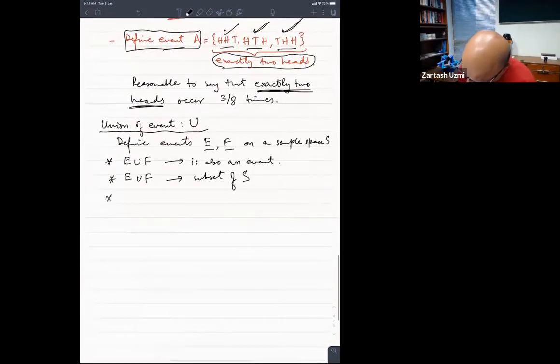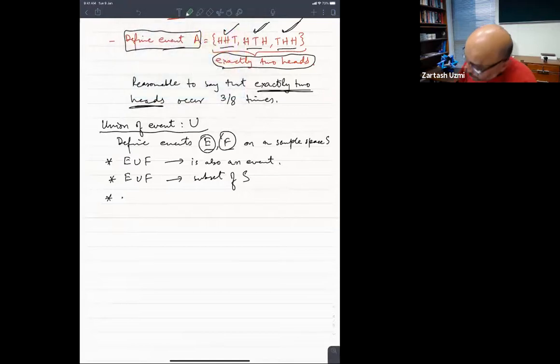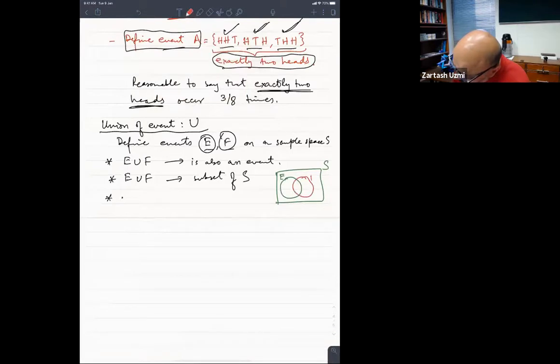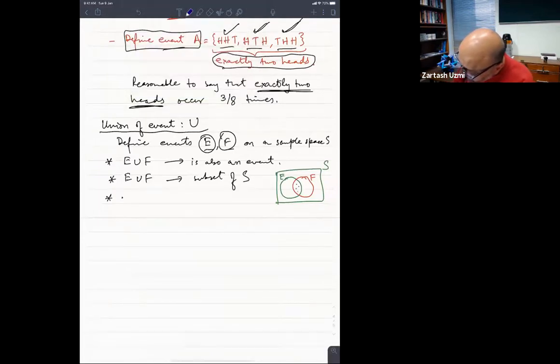नाउ हमने जब ये दो इवेंट डिफाइन किए थे E एंड F, E के अंदर कुछ sample points थे, F के अंदर कुछ sample points थे. So for example, if this was our sample space, this was event E, and this was event F. ठीक है? कुछ sample points F के अंदर थे, कुछ E के अंदर थे, कुछ दोनों के अंदर भी थे. ये कुछ common points भी थे आपके पास. ठीक है? So these are all sample points.